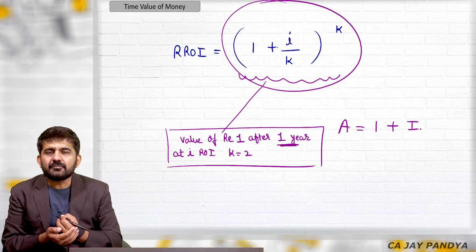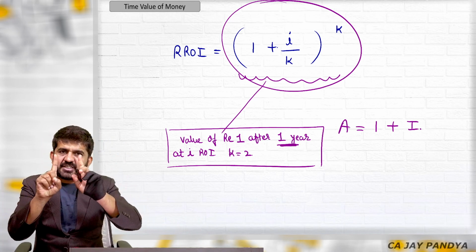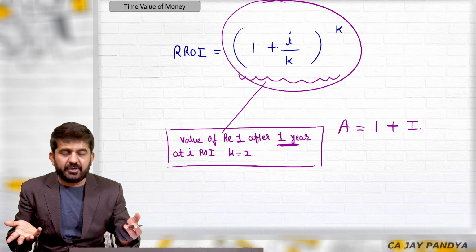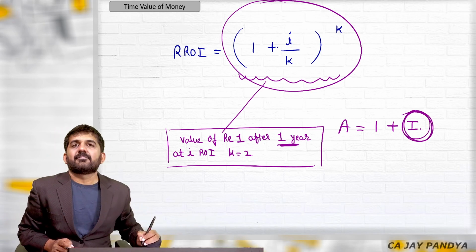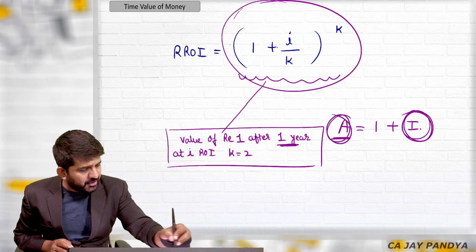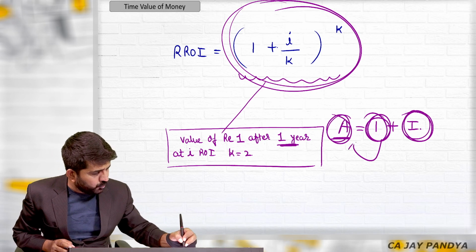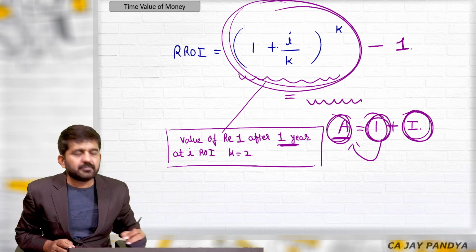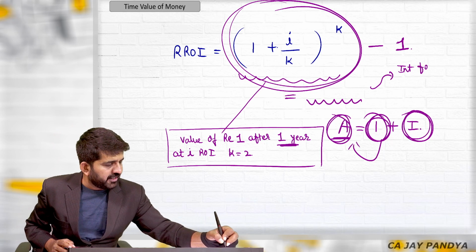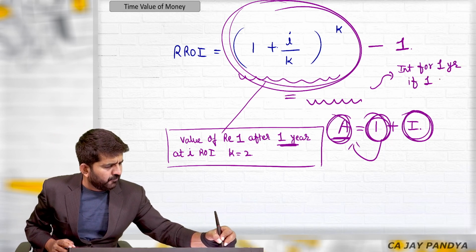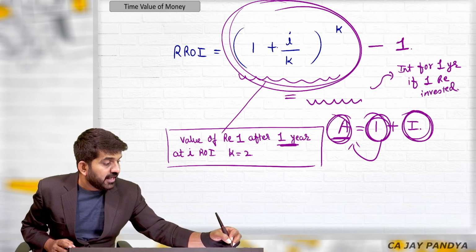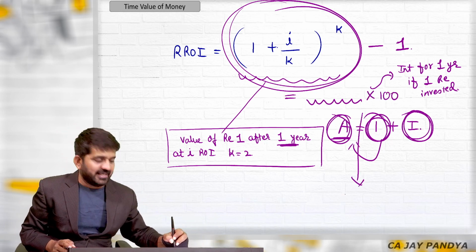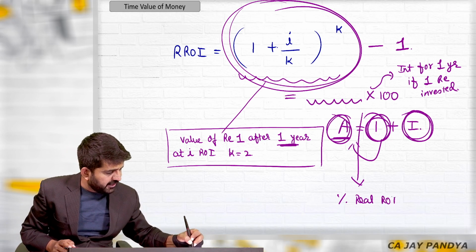I have got the amount. Really, what amount you will be getting if you have invested 1 rupee after 1 year? I want to find out how much real rate of interest you have earned. So if you want to find out interest, whatever answer you have found out, minus this one. See what answer you are getting over here. This is interest for 1 year if 1 rupee is invested. And so only I need to do multiplied by 100. Once I do multiplied by 100 with this formula, what I get is a percentage real rate of interest.